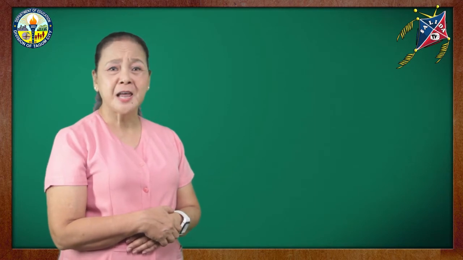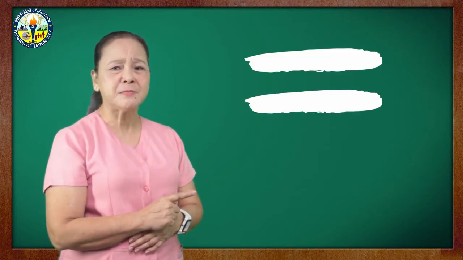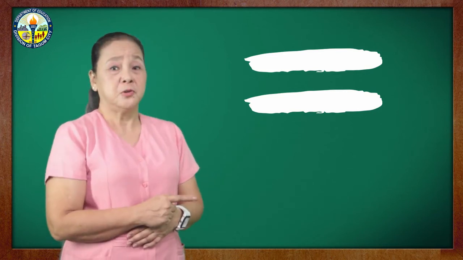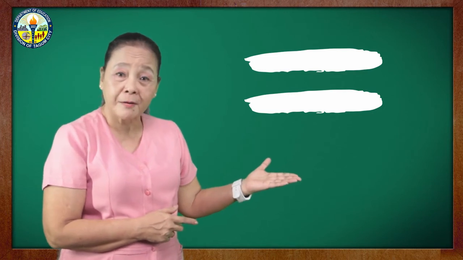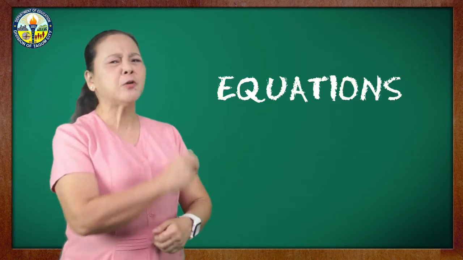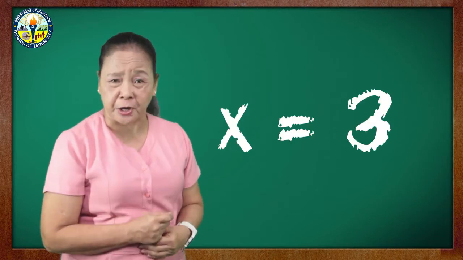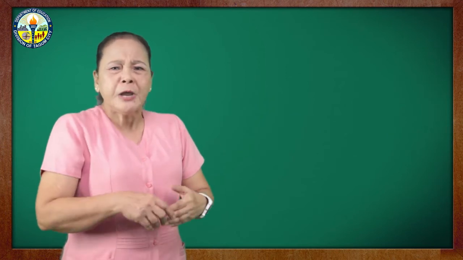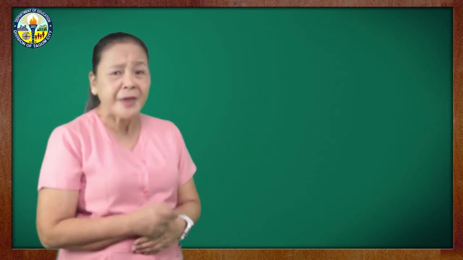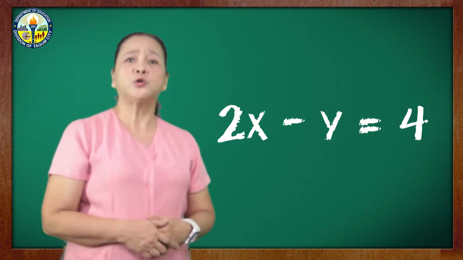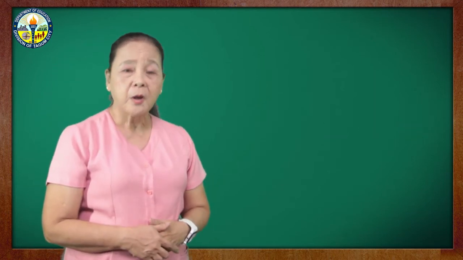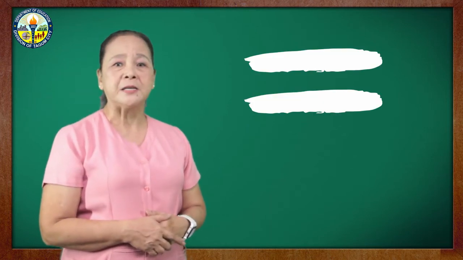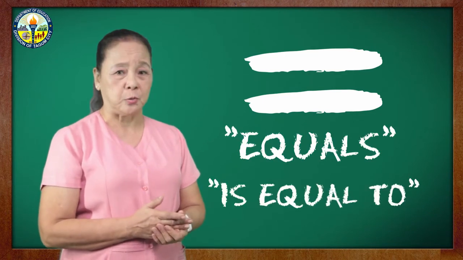My dear students, do you still remember what this symbol is for? If you answer yes, then good. So, what is the symbol for? Oh yes, it's for equations. Just like in x equals 3, y equals 5, z equals -1. Or if we will be using two variables, we will have x plus y equals -3, or 2x minus y equals 4. I would like to emphasize that this symbol is read as equals or is equal to. Got it?